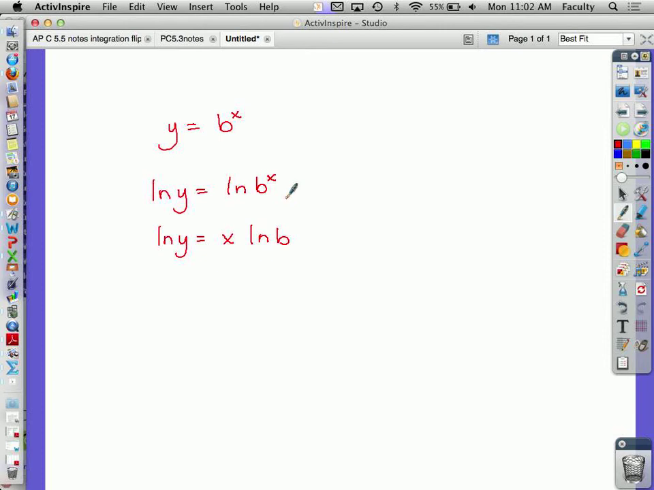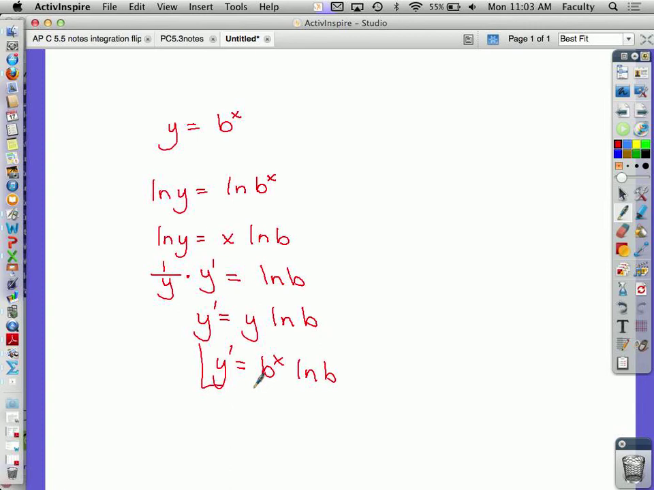What I'm trying to do is develop the derivative for this, because it's really tough to remember. If I take the derivative of the left side, it's 1 over the stuff times the derivative of the stuff. On the right side, it's just ln b, because ln b is some constant in front of the x. Now I can multiply both sides by y, and y is equal to b to the x. So the derivative of b to the x is b to the x times ln b. Okay?